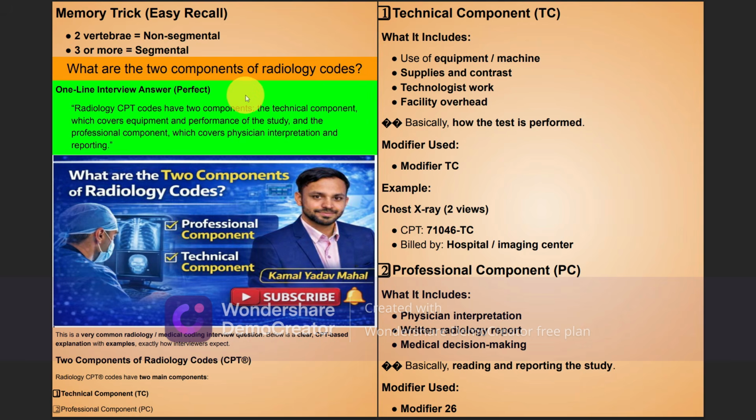What are the two components of the radiology code? One line interview answer: radiology CPT codes have two components: the technical component, which covers the equipment and performance of the study, and the professional component, which covers the physician interpretation and reporting. Let's discuss in detail.